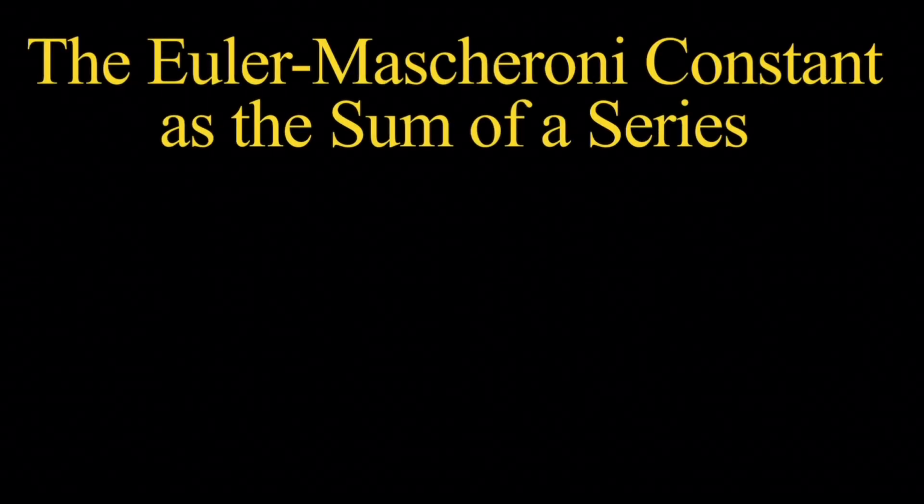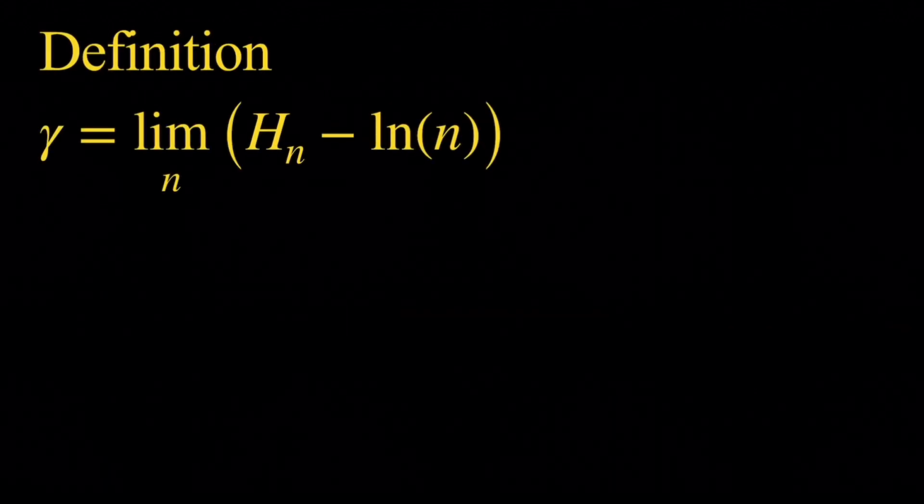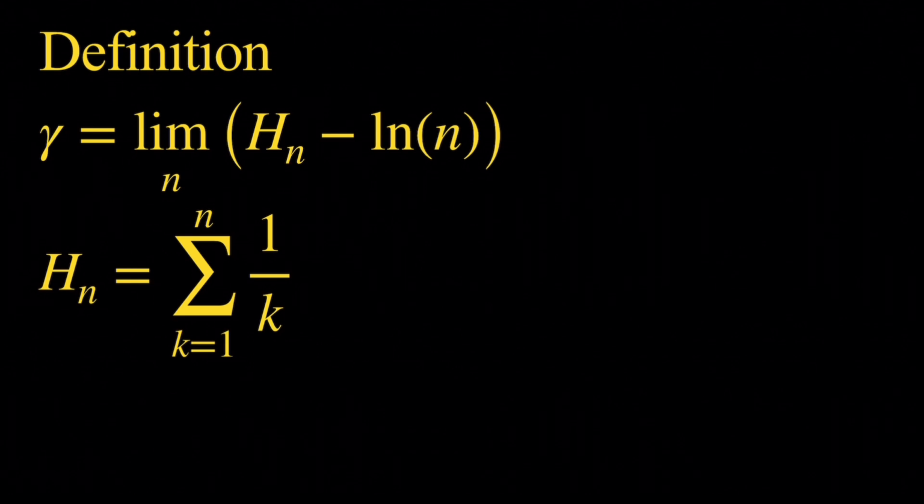Hello everyone and welcome. In this video we're going to talk about the Euler-Mascheroni constant and we're going to express it as the sum of a series. So we're going to start with the definition of the Euler-Mascheroni constant. The Euler-Mascheroni constant, denoted by the lowercase Greek letter gamma, is defined as the limit of H_n minus natural log of n, where H_n is the nth harmonic number.